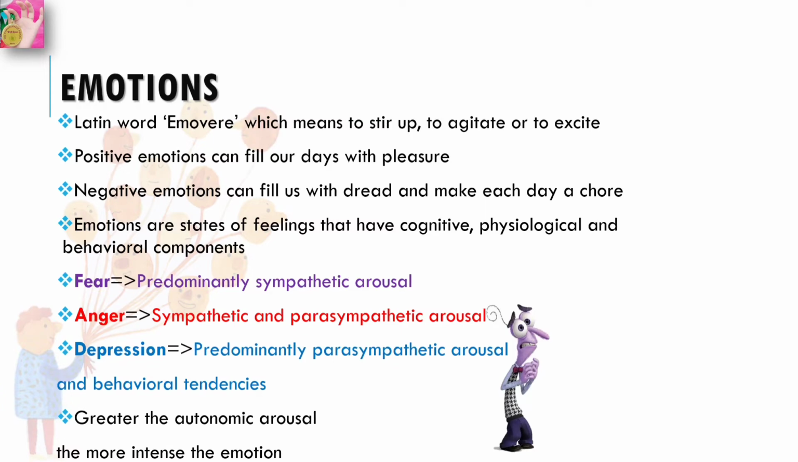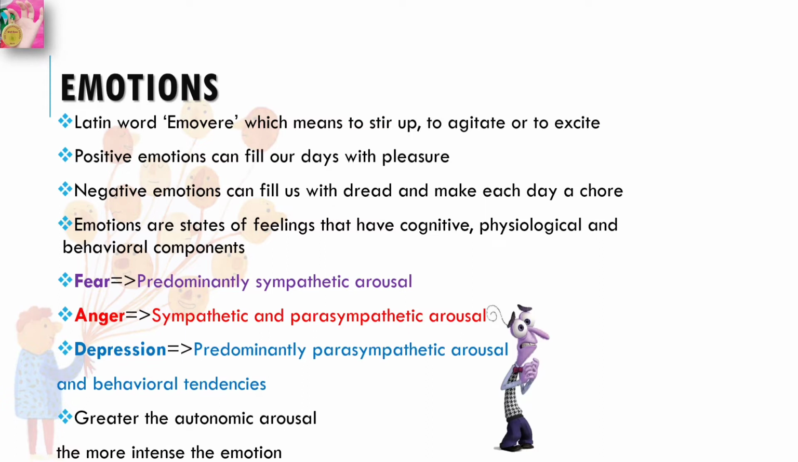Now, an emotion can also be a goal in itself. We may behave in ways that will lead us to experience joy or feelings of love. Now, emotions are states of feelings that have cognitive, physiological, and behavioral components, and other autonomic response or other autonomic nervous system.